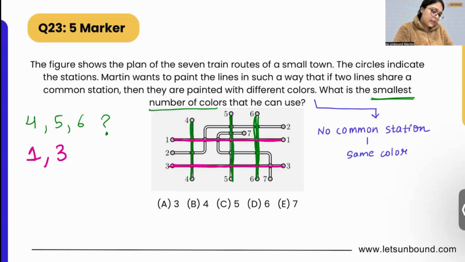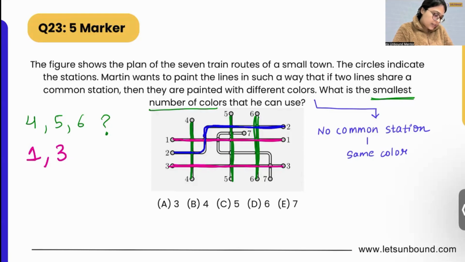And lastly, let me have a look at 2 and 7. See, if I talk about 2, there are so many stations in common with 5, 6, and there was one more station here and here. So that means definitely I cannot take for station 2 the same color as green or pink. So I will have to definitely take a new color. So let me take blue color for my station 2.